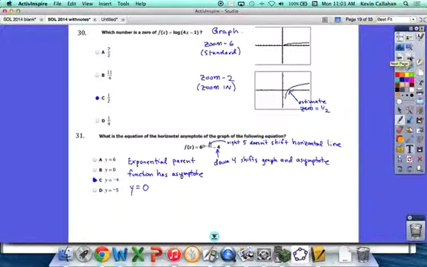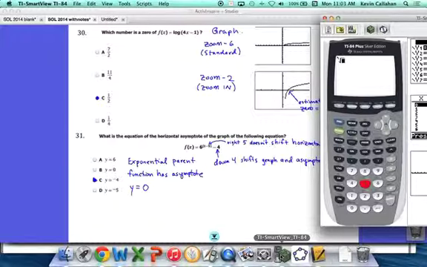Which number is a 0 of log 4x minus 1? Again, you've got to know what a 0 is. A 0 means what's the x-intercept? What's the value of x that makes y equal 0? And it might be useful to know how to use the calculator to find zeros. It has a particular option in the menu here.